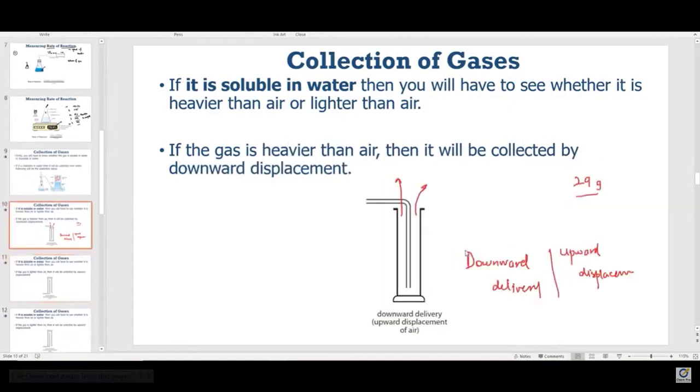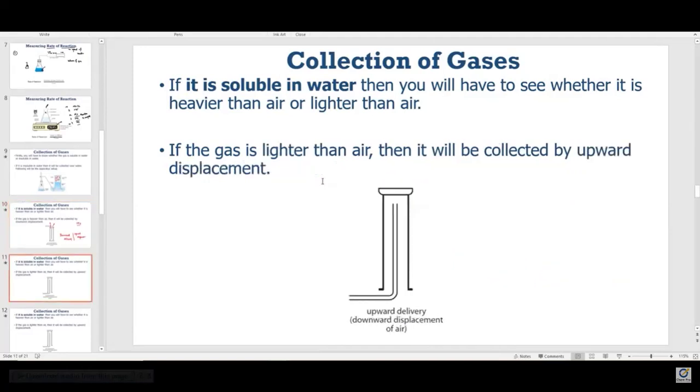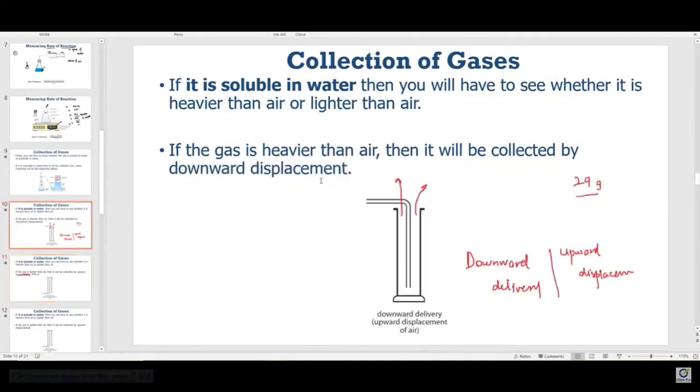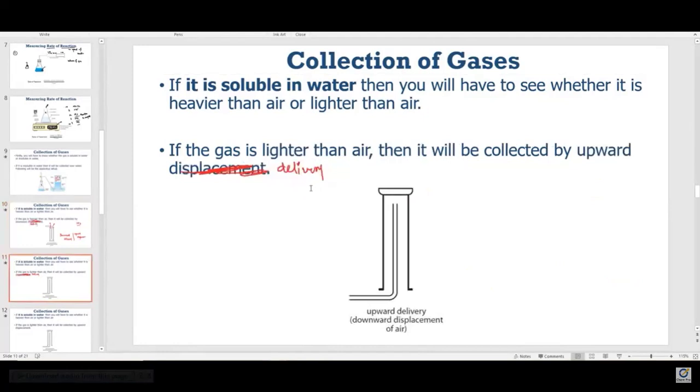If the gas is heavier than air, it will be collected by downward delivery. If the gas is lighter than air, then it will be collected by upward delivery. It's not upward displacement, it's upward delivery. It's not downward displacement, it's downward delivery. If it is lighter than air, it will travel upward and be collected by upward delivery.